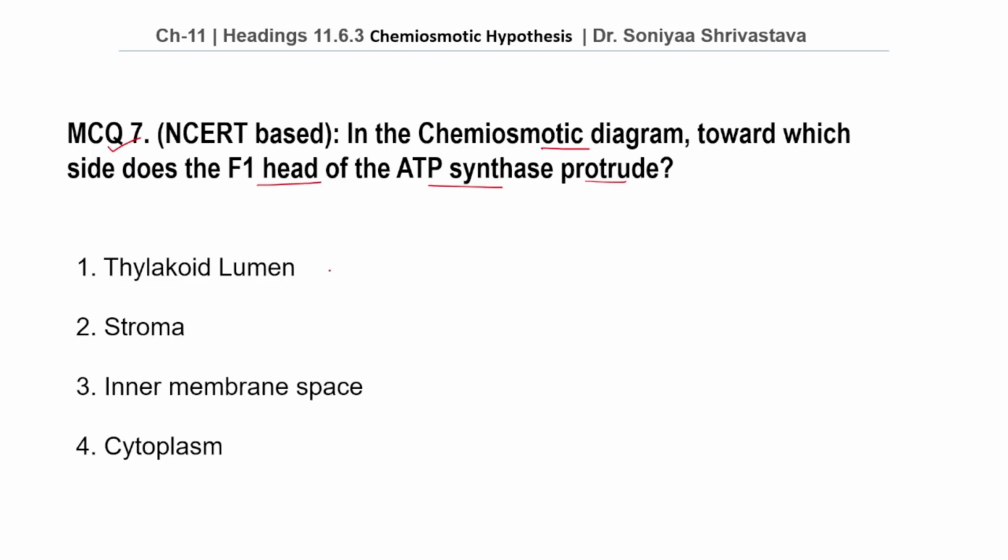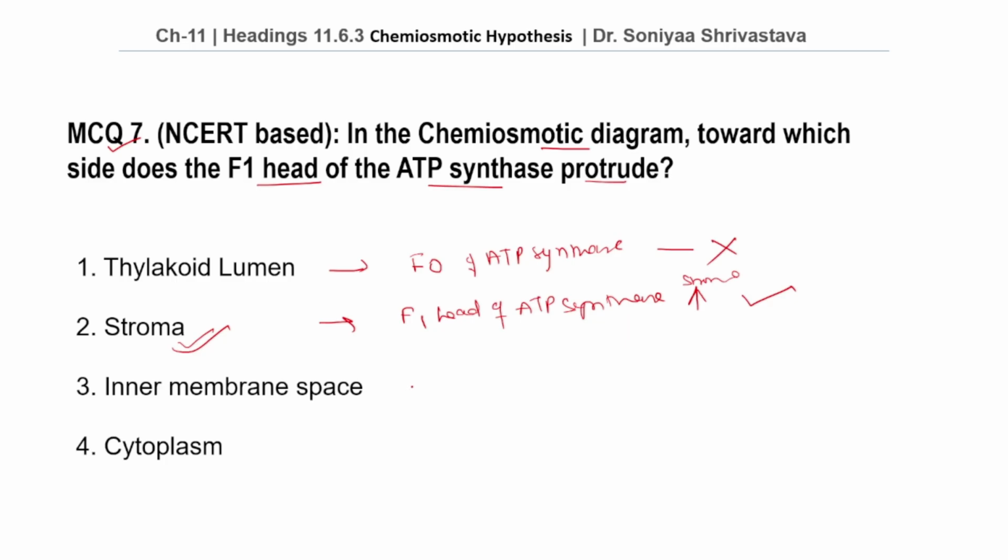Number 1 is thylakoid lumen. The lumen is where the protons accumulate before flowing through ATP synthase. However, the ATP producing F1 head is not located here. This is the location of F0 of ATP synthase. Therefore, this is the wrong option. Stroma. Yes, this is the correct answer, because the F1 head of ATP synthase projects into the stroma.